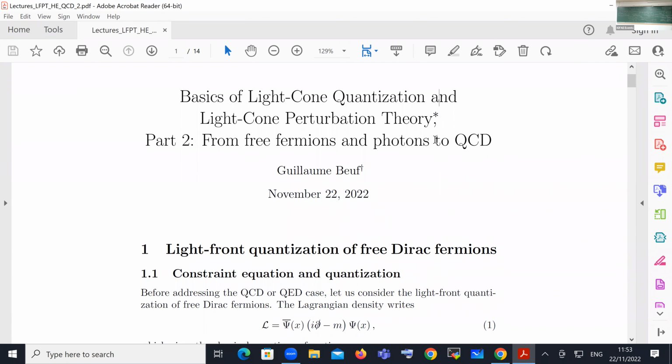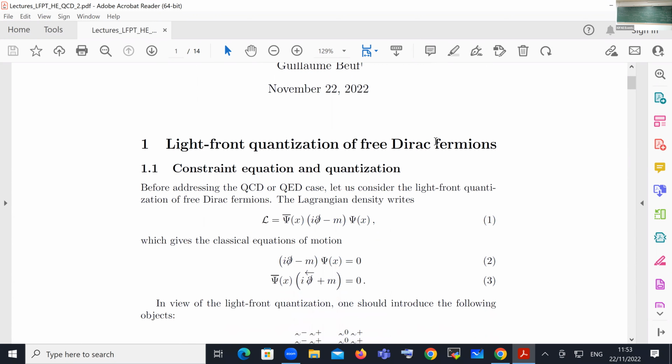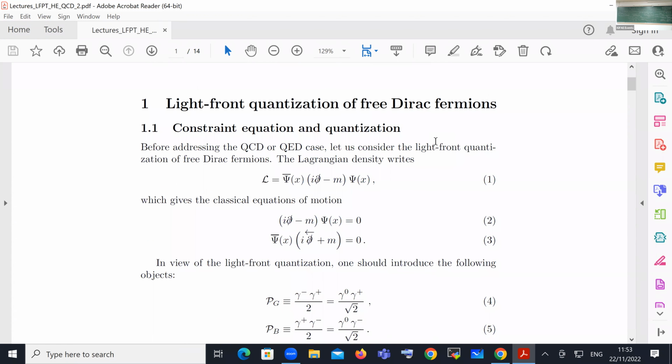Okay, so far we talked only about scalar theory, but this week is supposed to be about QCD as well, so let's slowly move in that direction. And slowly, because here we'll first talk about free Dirac fermion fields.